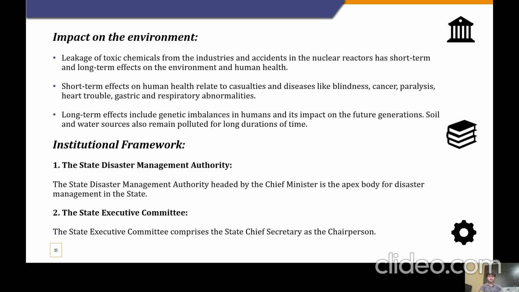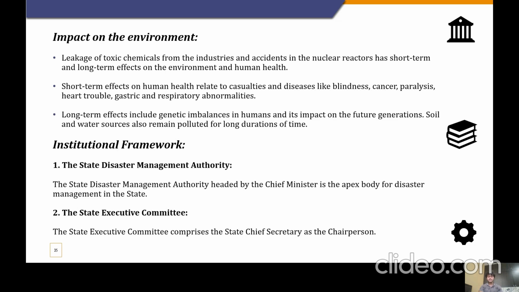Institutional framework. There are many institutional frameworks that work for different regions of one state or country for its disaster management. Some of the frameworks include, first, the State Disaster Management Authority, also known as SDMA. The chairperson of SDMA is the Chief Minister of the respective state, along with his or her appointed 8 members. They are responsible for the state disaster management plan and also for implementing that plan.